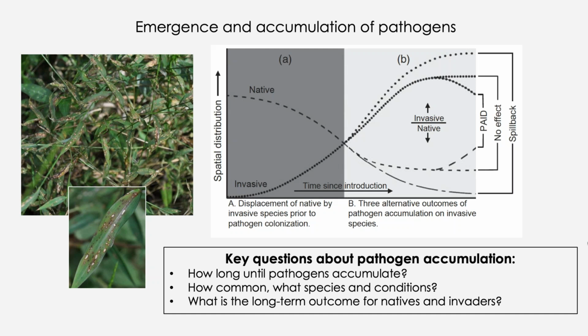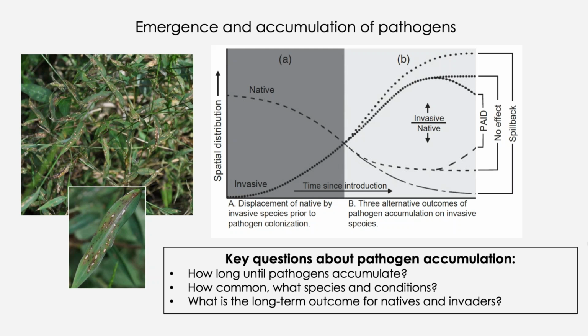How long might it take for pathogens to accumulate? And for Microstegium, one of the best predictors of whether or not a population would be infected across that big sampling that we did was the time since introduction, with populations that had been around for at least 40 years much more likely to be infected. And then how common, for what species, under what conditions may we expect pathogen accumulation? And then what is the long-term outcome for native species and invaders?